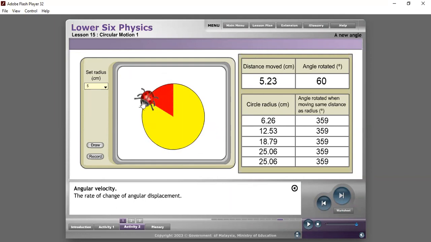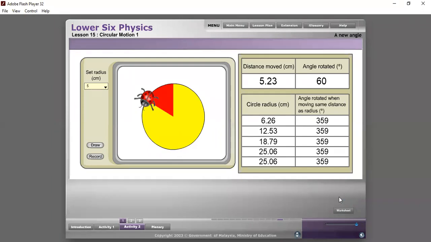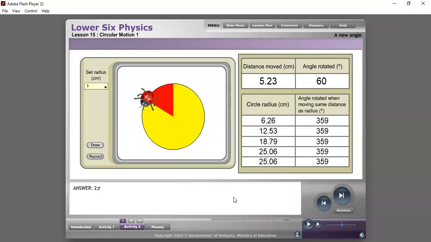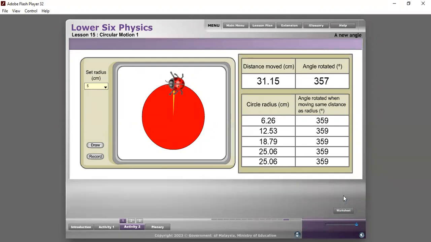Just now we learned that the speed or the velocity will be in this direction, right? That is the linear velocity or linear speed. But circular motion always follows the circle. Answer: 2 pi. One complete circle of 360 degrees means 2 pi radians.